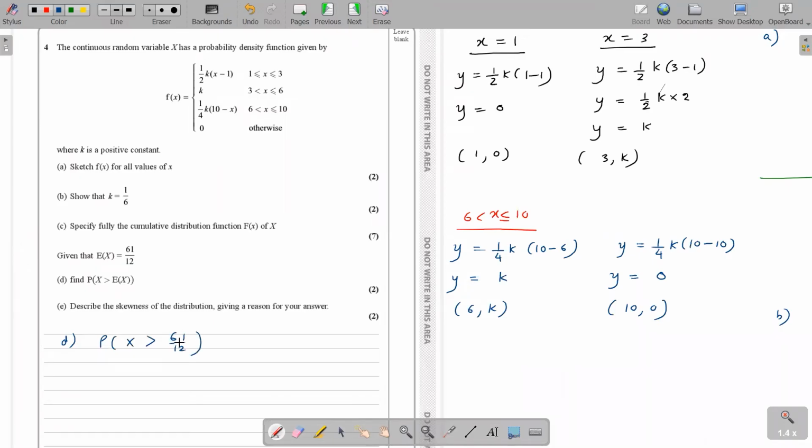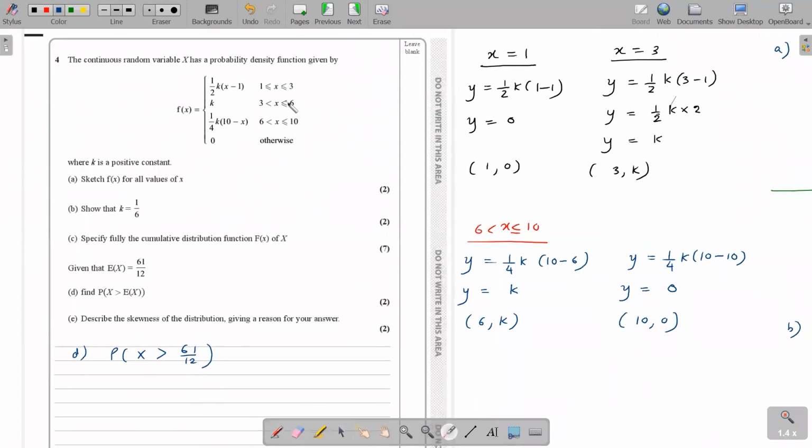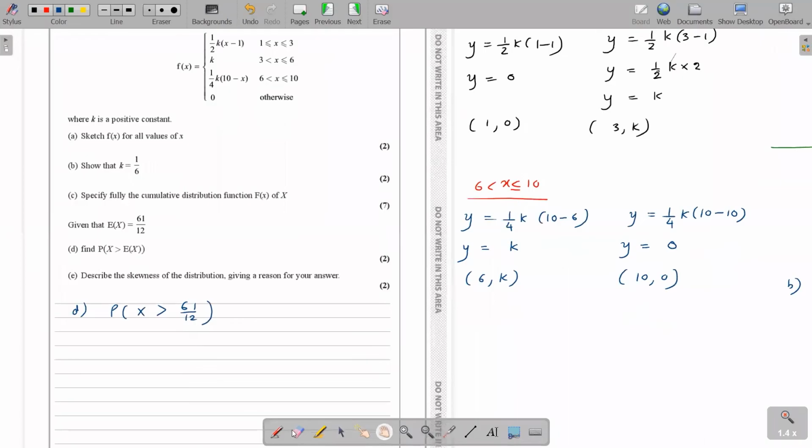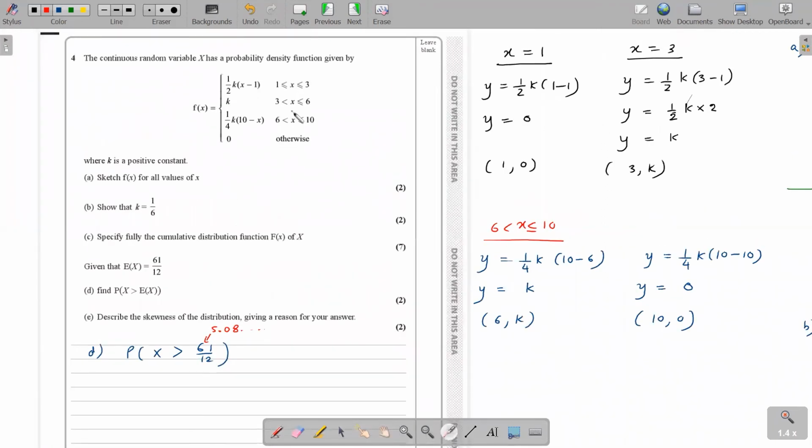Can I know 61 over 12 falls to which, the decimal figure? Because we need to see which falls to which range. Which value? 5 point? Yeah, it's a decimal figure, but don't use a decimal figure. At this point, all I need to know is which range it falls in. Yeah, 5.08, whatever. Okay, anyway, what we really need to realize is, it's in the range between 3 to 6.